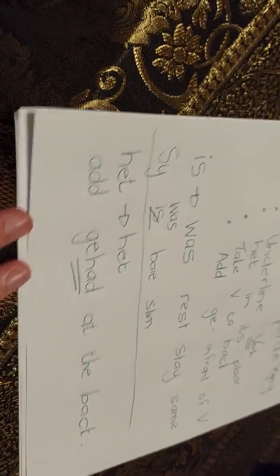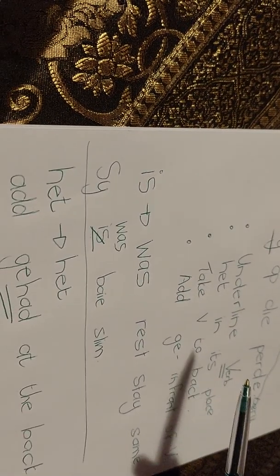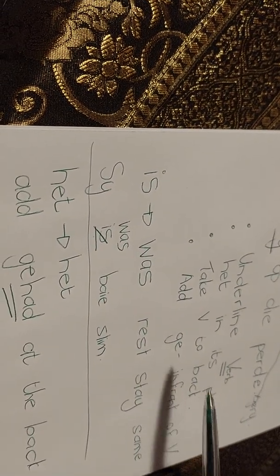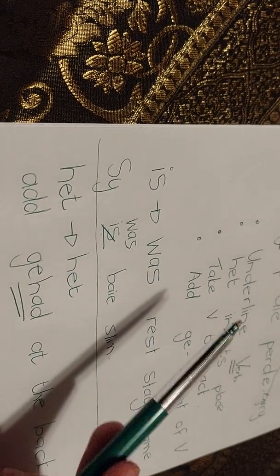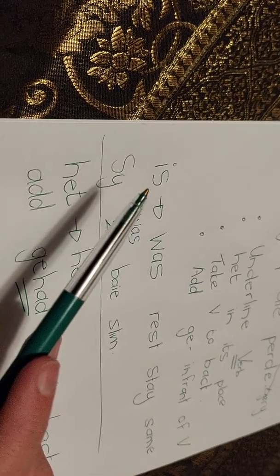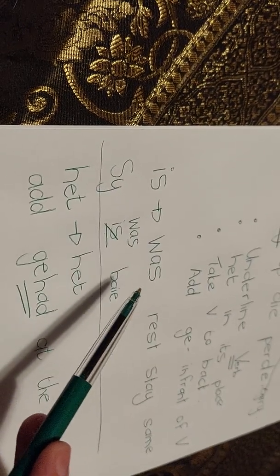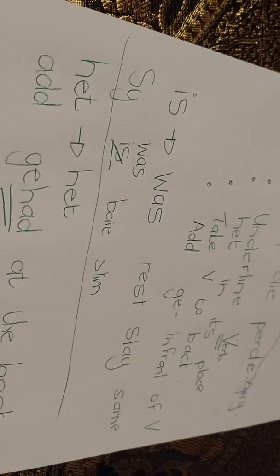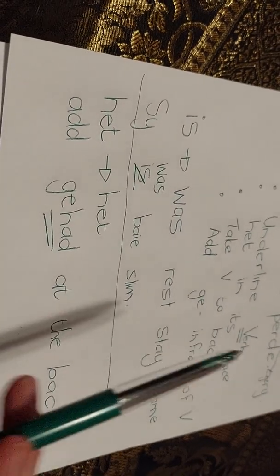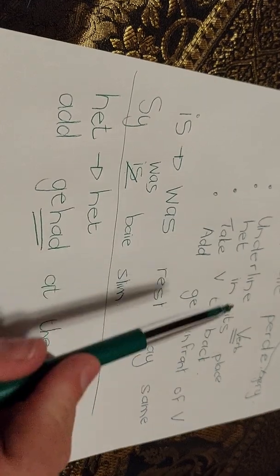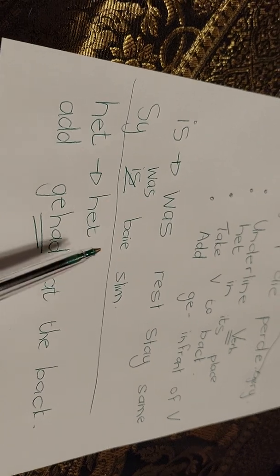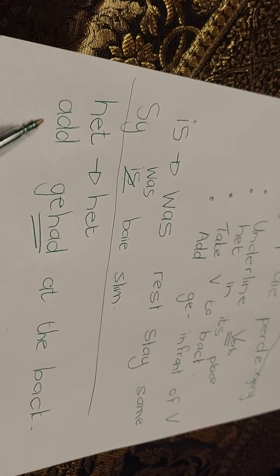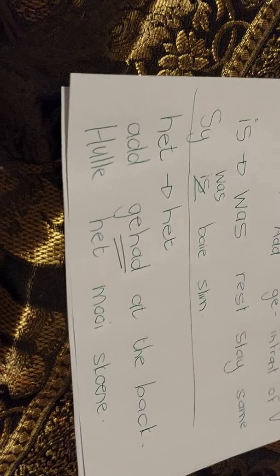Okay. So, once again, verlede tyd: underline your verb, put het in its place, take the verb to the back, and add a ge in front of the verb. If the verb that you underlined in the first step is is, you just change it to was, and the rest of the sentence stays the same. If your verb is het, it stays het. You don't change it at all. You only add a gehad at the back.